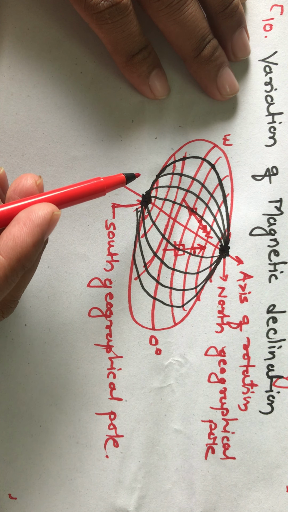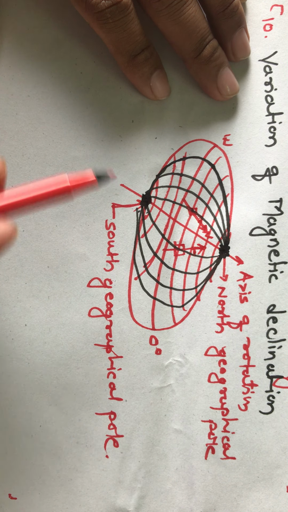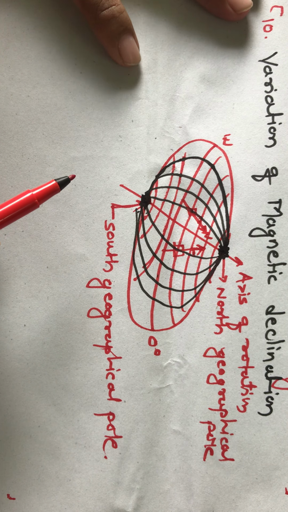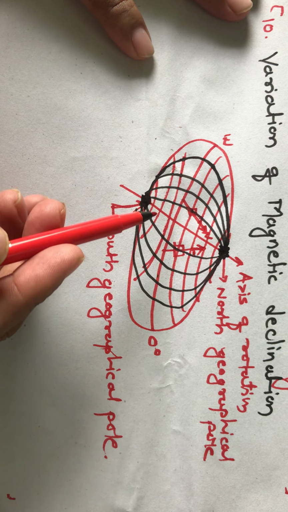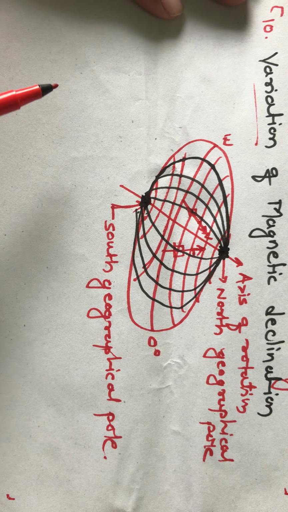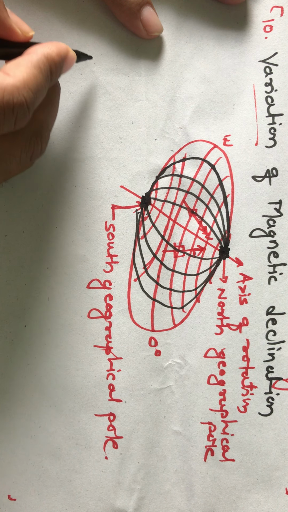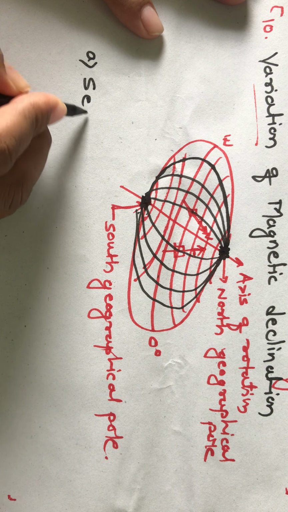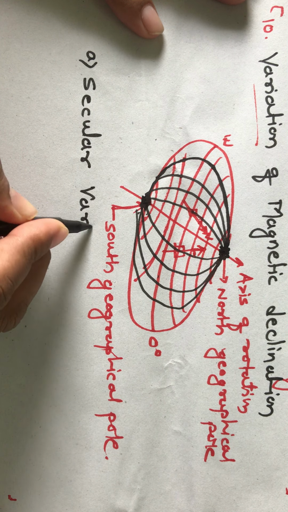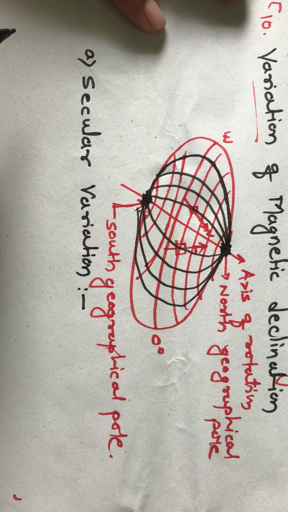So it depends on what I told you, the axis of rotation: the earth is rotating about itself and it is rotating about the sun. So it is not constant, and depending upon that we have variation of the magnetic declination. In that we have 4 types. One is called secular variation. What is secular variation?